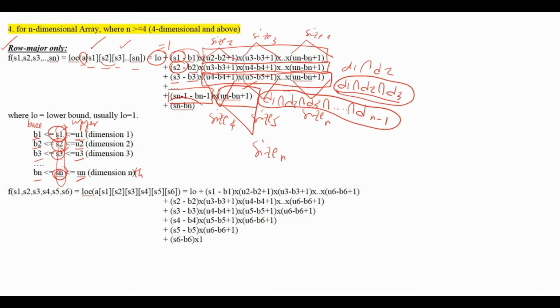And lastly, we say S sub n minus Bn, the base of Sn, times 1. Just like in 1D, 2D, and 3D, this is times 1, meaning there is only one element in the intersection of dimension 1, dimension 2, up to dimension n. So intersecting all the n dimensions, that is only one element, just like in the 2D and 3D.